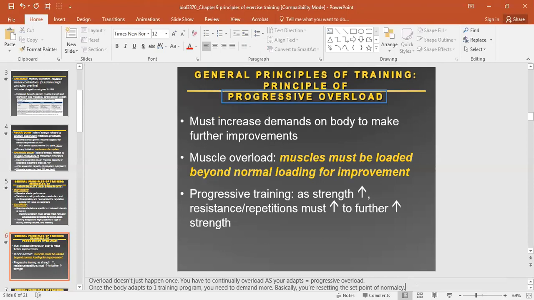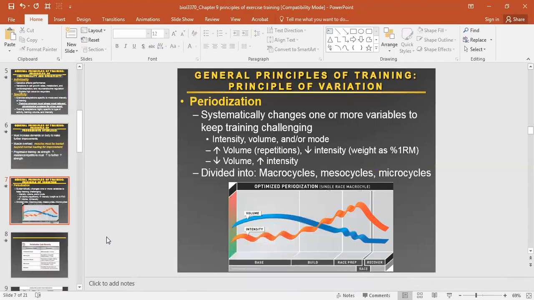But the demand has to increase from there. So that's called progressive overload. It's a simple concept, but a lot of people don't understand that if they're doing one thing in a program, they're going to have to change it at some point. So you have to mix things up. You have to increase either volume or intensity, which leads us to periodization. This is a principle that we often use highly in sport-specific training, but can be used by anyone.